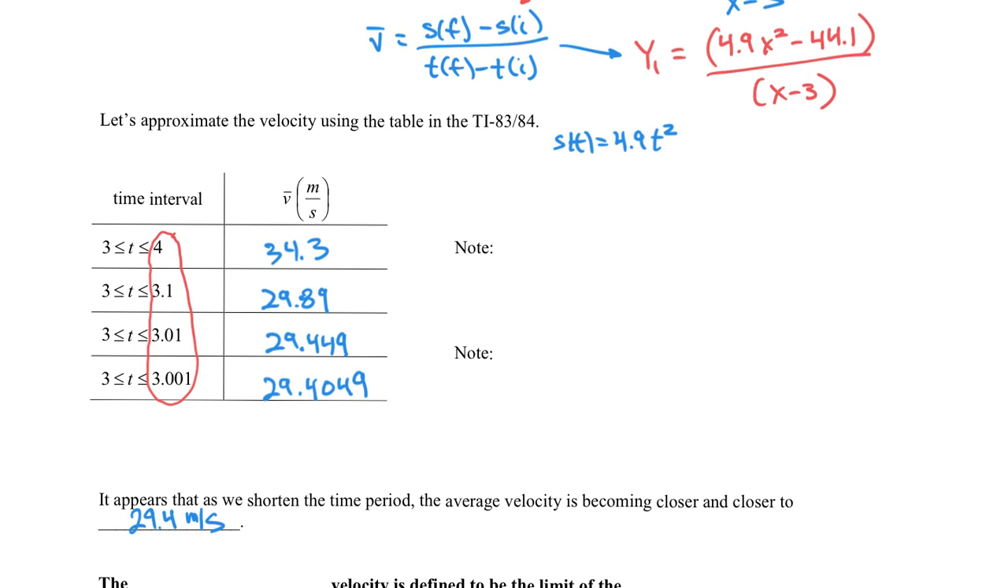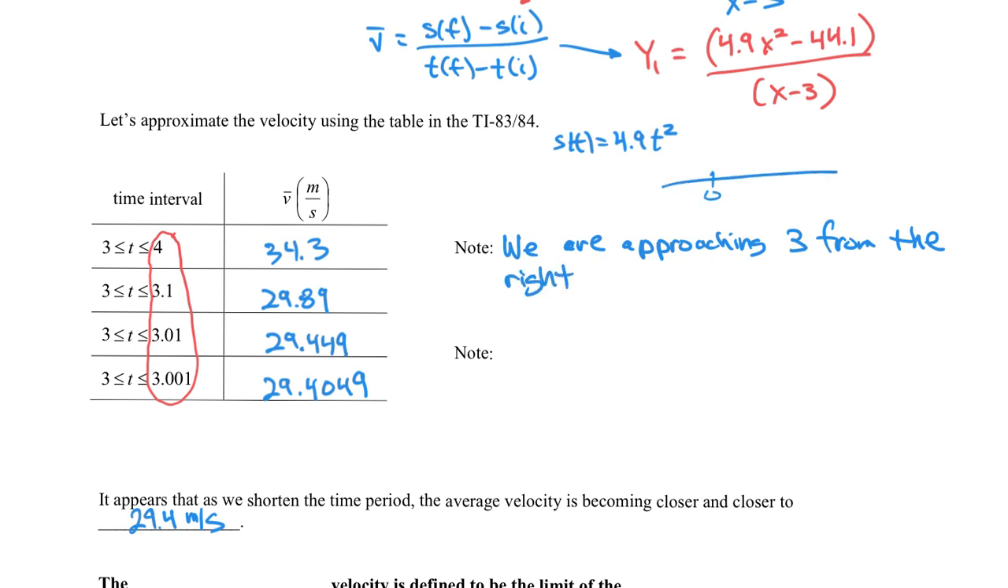So a couple of notes here. First note is we are approaching 3 from the right. And what that refers to is, if you think of a number line, here's 0, here's 3, here's 4. Well, we're approaching this 3 from the right because we're using numbers over here that are bigger than 3. These are all bigger than 3, so we're approaching from the right.